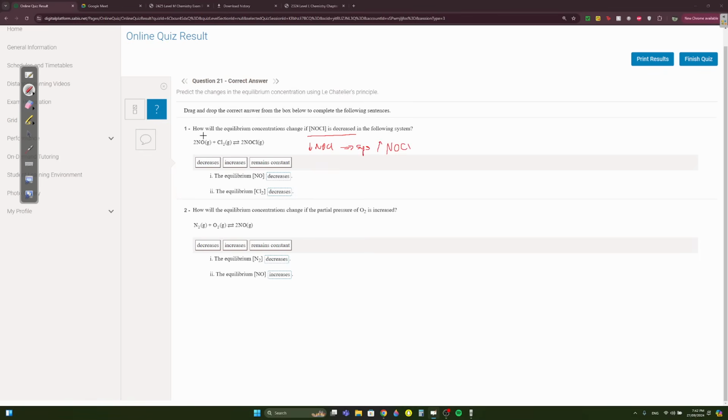Surely it's going to move forward, towards NOCl. If it's moving forward, this will decrease, this will decrease. Very easy. How will it change if the partial pressure of O2 is increased? Okay, if the pressure of O2 is increased.